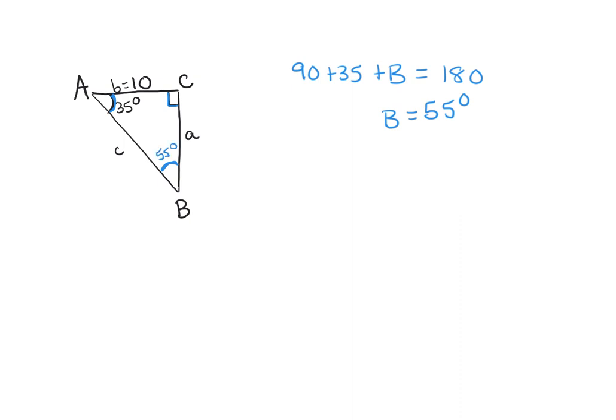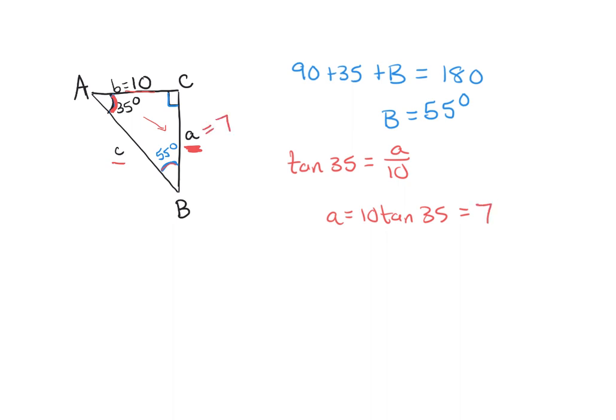Now to find one of our side lengths, we have lots of choices. We could solve for A first or solve for C first, and we could either use the 55 angle or the 35. I'm going to find A first, and I'm going to use the 35-degree angle. There I have opposite and I have adjacent, so I'm going to use tangent. Tan of 35 equals A over 10. So then A will equal 10 times tan 35, which equals about 7.